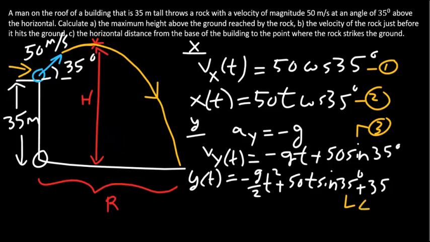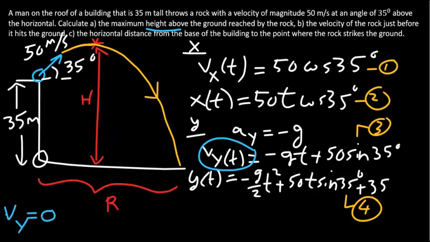So there we have it, the fourth equation. Now we can solve the problem. First, the maximum height. At the maximum height, Vy becomes 0, so we need to set Vy equal to 0. If it's not 0 there, then that point would not be the maximum point. Setting Vy equal to 0 and calculating the time gives the time it takes for the object to go from the starting point all the way to the maximum point.